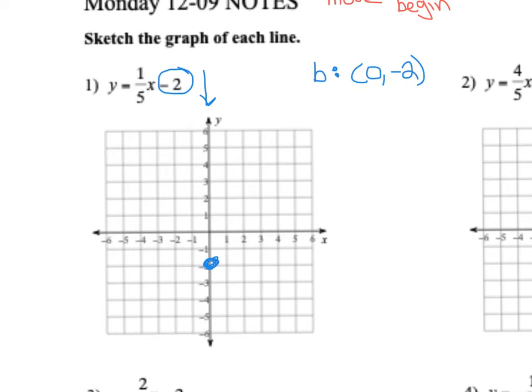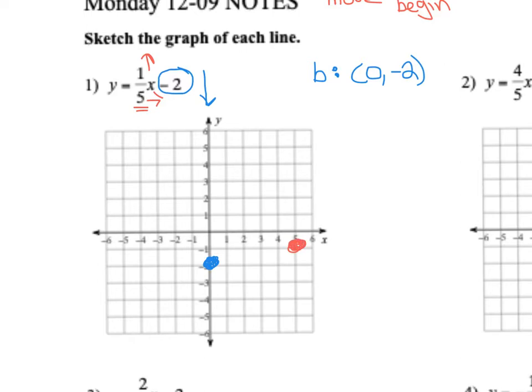Okay, after I've put my first point on my graph, now I need to look at my slope, which is my number in front of x. And my slope is 1 over 5, and it's a positive slope. So I'm going to go up 1 and to the right 5. So from where I began, which is my blue dot on the graph, I'm going to go up 1 and to the right 5. Up 1, right 5.